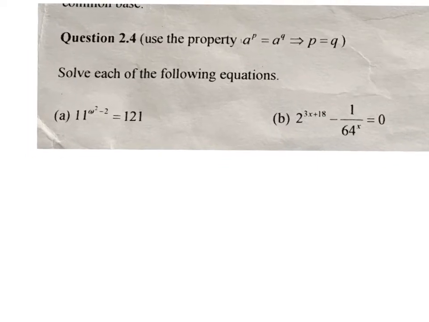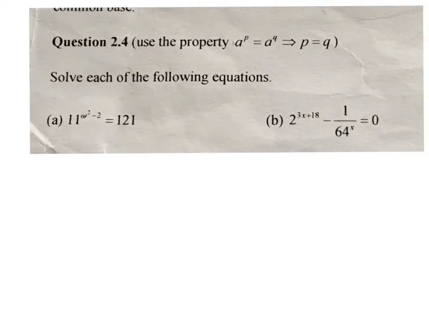In section 2.4, we are making use of the property of a to the power of p equals a to the power of q, basically the equality equations involving indices. For this part, we recognize that if a to the power of p equals a to the power of q, then basically p equals q. Of course, the condition is that, as we learned earlier, a has to be positive and a cannot be equal to 1.